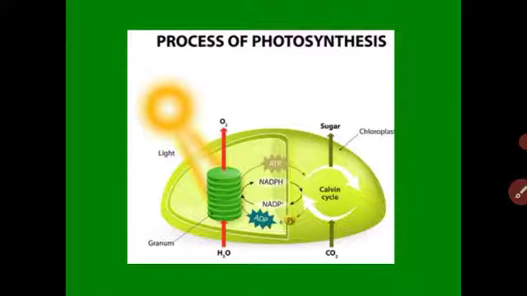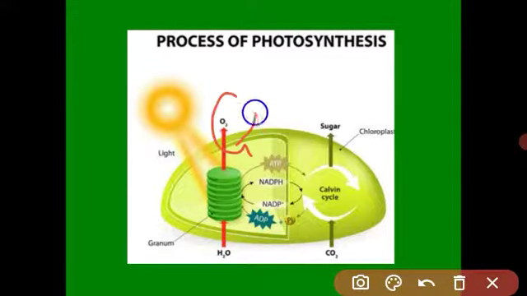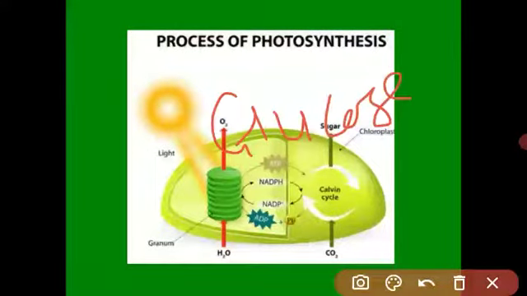Do you know, student, what are the reactants and what is the product of photosynthesis? Carbon dioxide and water are the reactants of photosynthesis, and in the presence of light the reaction is carried out and the product is glucose. We have already seen this in my previous video.